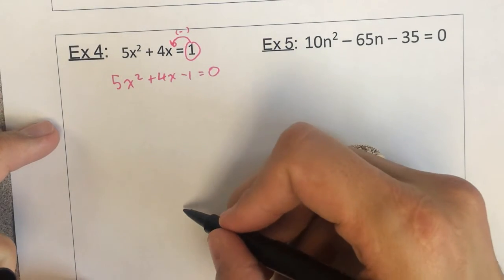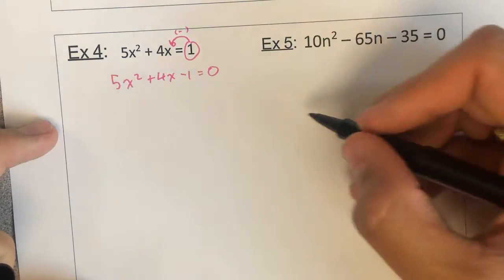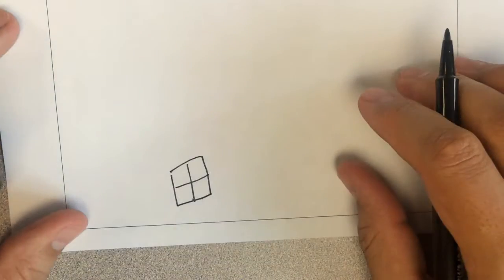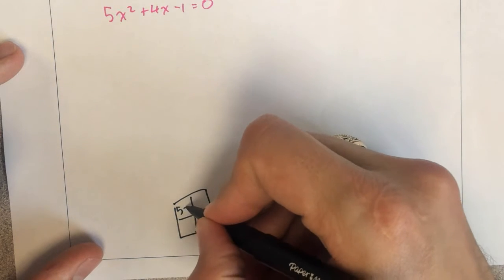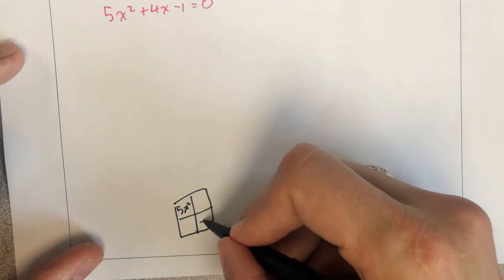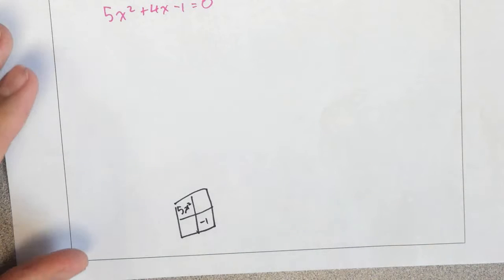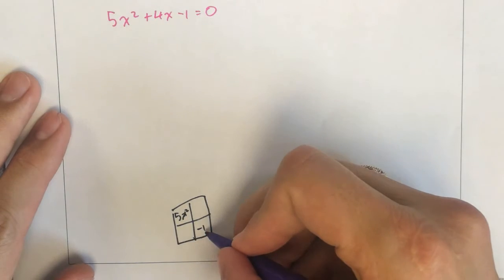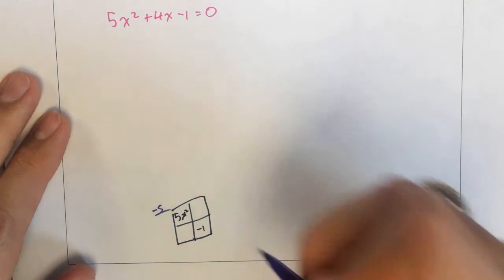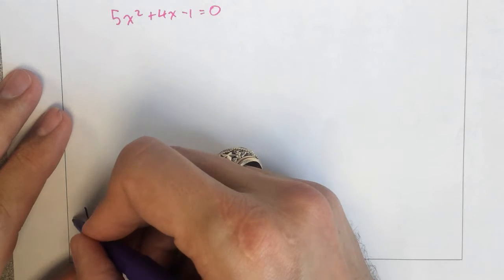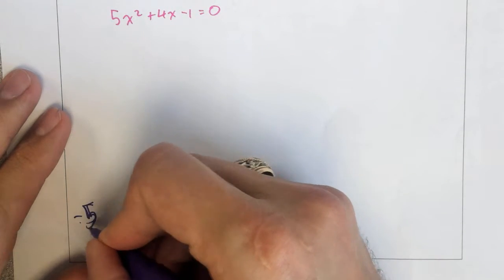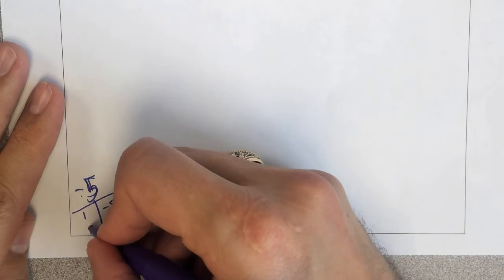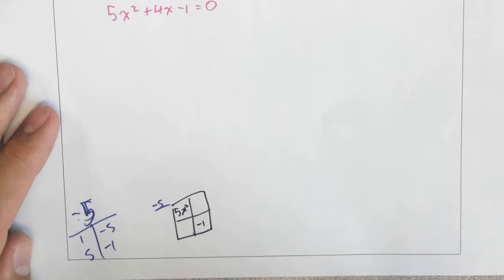So I'm going to go straight to factoring this, and I'm going to go ahead and use the box. Here's my box. My 5x squared goes there, and my negative 1 goes there. To find my peanut values, I take negative 1 times 5 and get negative 5 as my number to factor. I'm going to go ahead and factor my negative 5. When I factor my negative 5, I get 1 and negative 5 and 5 and negative 1.